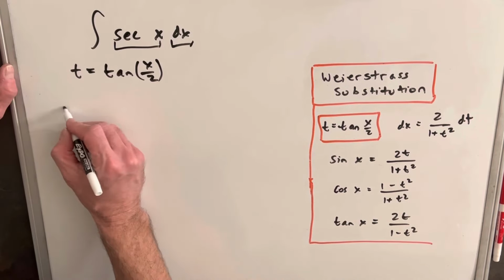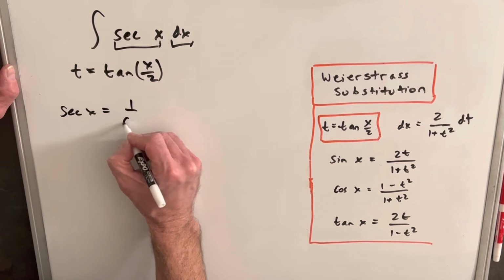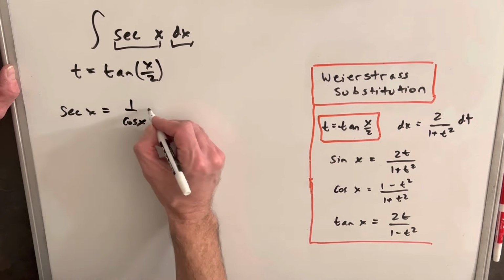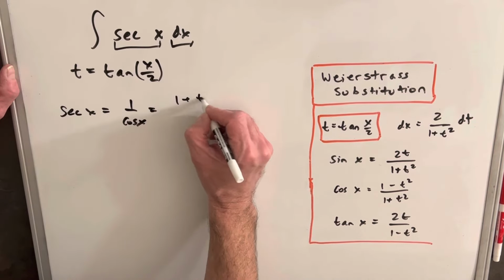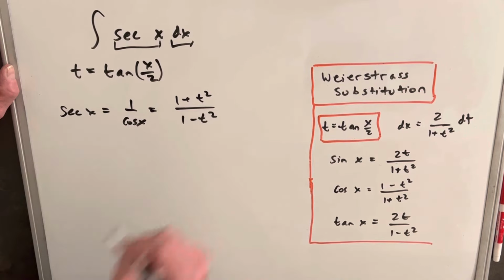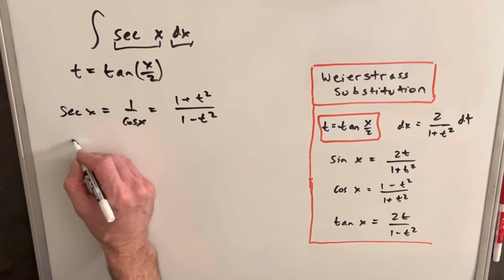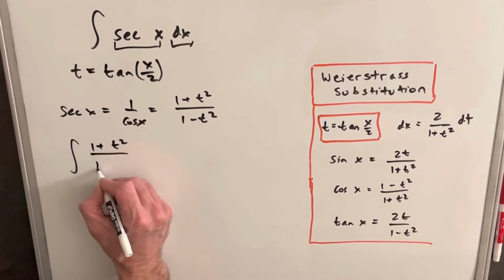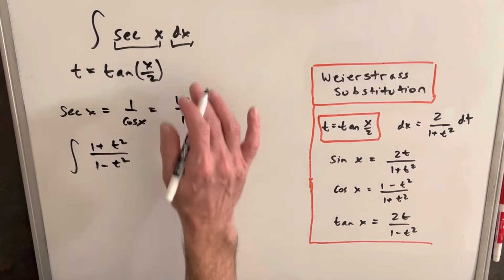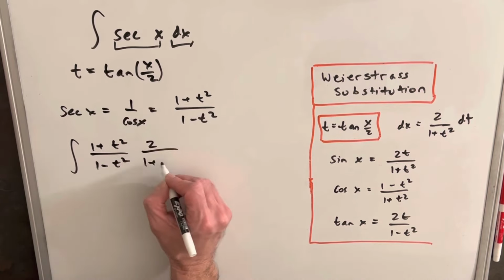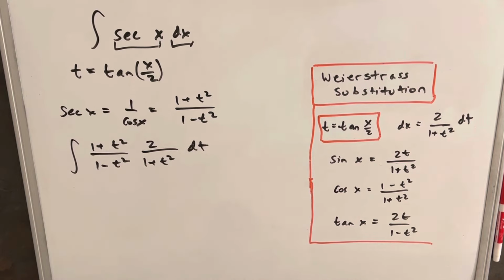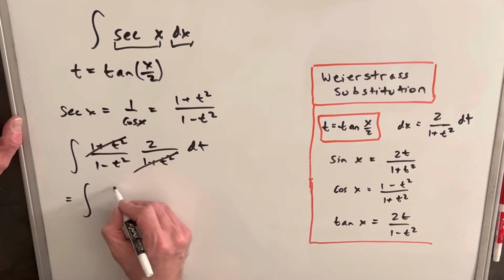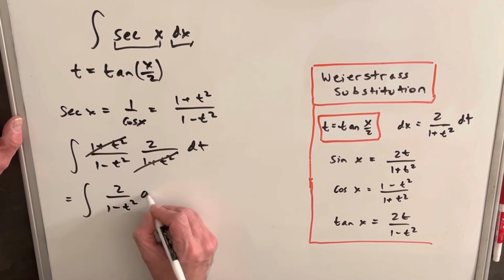What about secant x? Well, secant x, as you may know, is just 1 over cosine x, and we have this expression for cosine x over here. So secant x is just going to be the reciprocal of this, which is going to be 1 plus t squared over 1 minus t squared. So doing this substitution, all we need to do is plug back in our secant value, which is 1 plus t squared over 1 minus t squared, and then our dx value, which is going to be 2 over 1 plus t squared dt. And this is pretty nice because we're just going to get this cancellation. So we're actually just integrating 2 over 1 minus t squared dt.